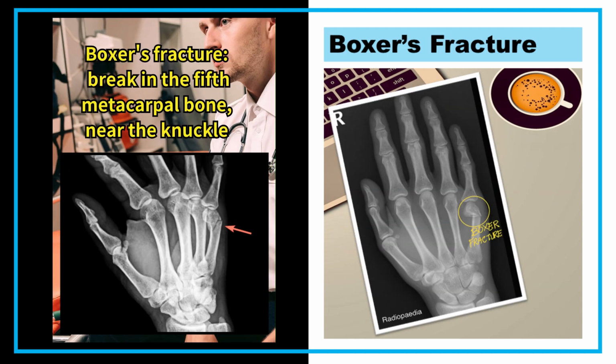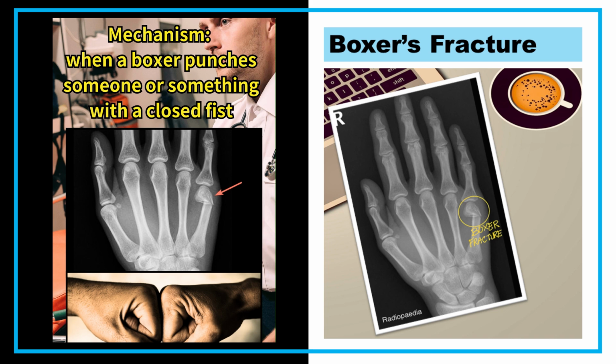A boxer's fracture is a break in the fifth metacarpal bone, near the knuckle. It is the most common type of metacarpal fracture. It is named after boxers because it is a common injury sustained when a boxer punches someone or something with a closed fist. Deformity of the pinky finger, where the knuckle appears bent down towards the palm, is called volar angulation.